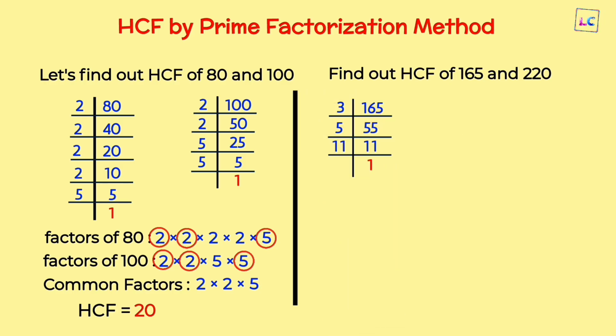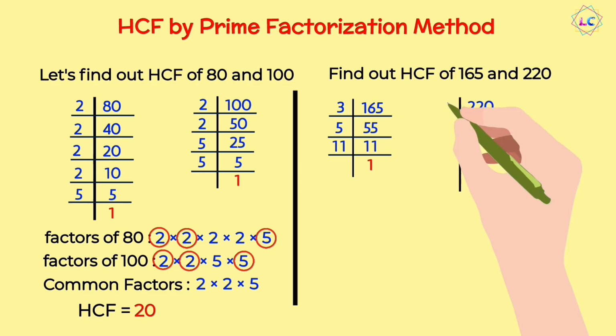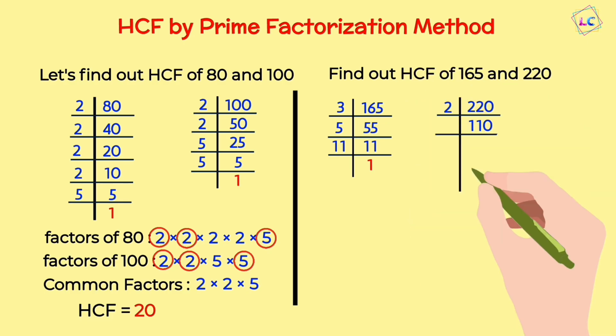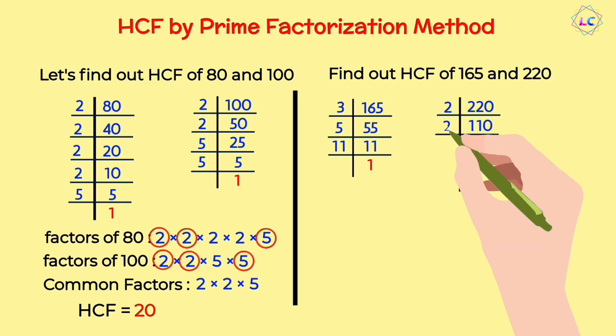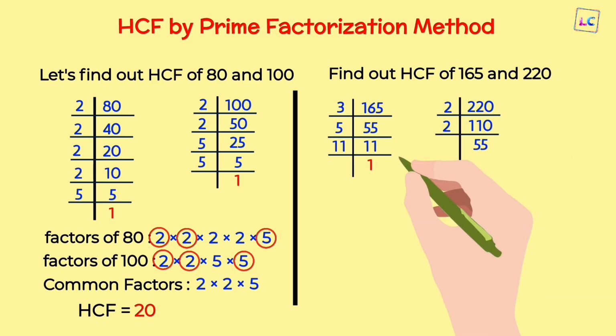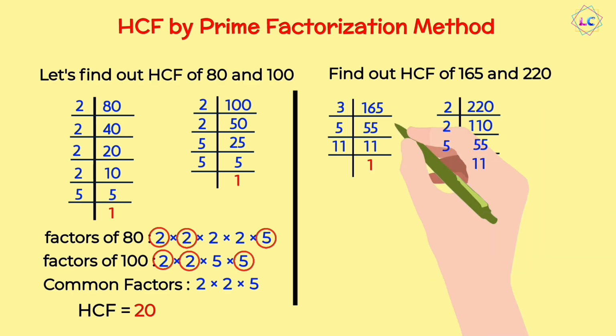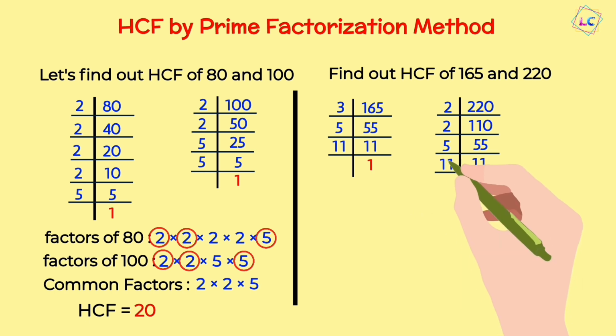Now find out the prime factors of 220. 220 is even so it is divisible by 2. 220 divided by 2 gives us 110. 110 divided by 2 is 55. 55 divided by 5 is 11, and 11 divided by 11 is 1.